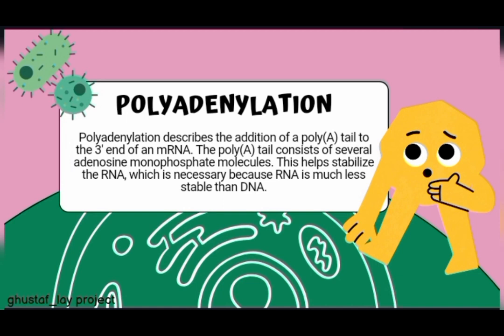Polyadenylation. Polyadenylation describes the addition of a poly A tail to the 3' end of an mRNA. The poly A tail consists of several adenosine monophosphate molecules. This helps stabilize the RNA, which is necessary because RNA is much less stable than DNA.